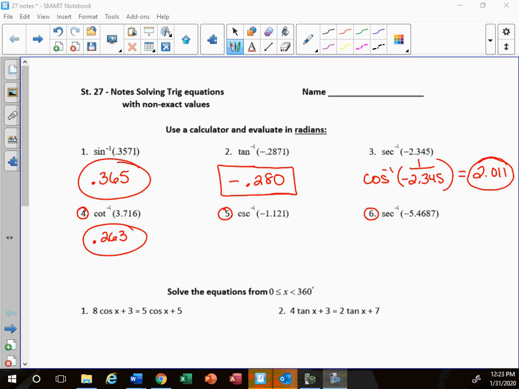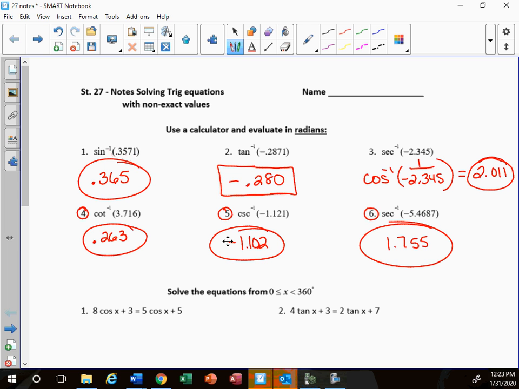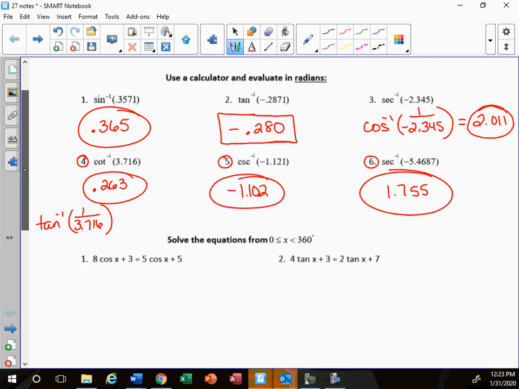All right, guys, so 4 is 0.263. What'd you get for 5? Negative 1.102. Good. And are you done with 6? 1.755. Good, 1.755. All right, guys, questions on those? Yeah, Kara. Inverse cosine. No, I did inverse tangent of 1. Yep, okay. All right, guys, next section then we are solving.